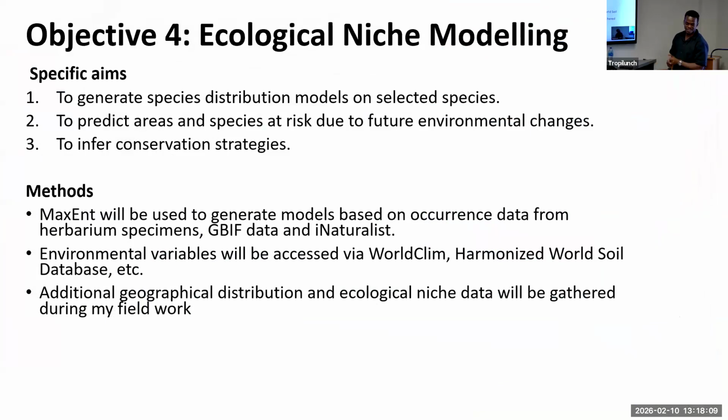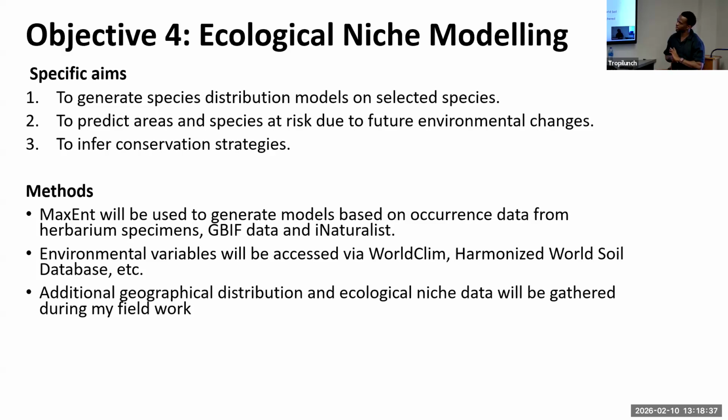Then objective number 4, the last objective for them. So we're doing niche modeling, which is not easy. I think those who are familiar with niche models know it's not easy because of the absence and presence data, which complicates everything. But we'll try our best to generate species distribution models on selected species that we think might be at risk of extinction.